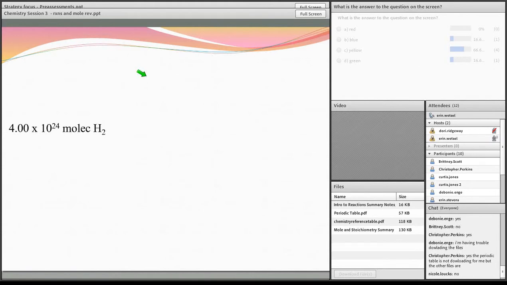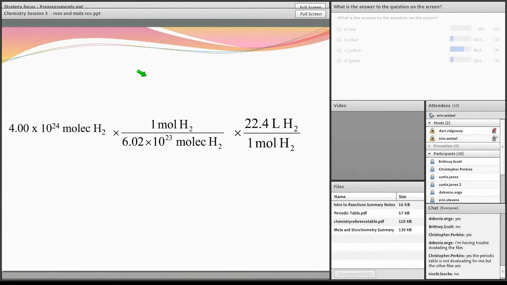A 10 to the 24th divided by a 10 to the 23rd should be 10 to the 1st. So we want to make sure we don't get anything like, again, 10 to the 47th or something. And then we work through our math. We get 149 liters. And if we look at our answer choices, that is, in fact, answer choice C. So great job in terms of working through that calculation. Awesome job. We're going to look at another problem.